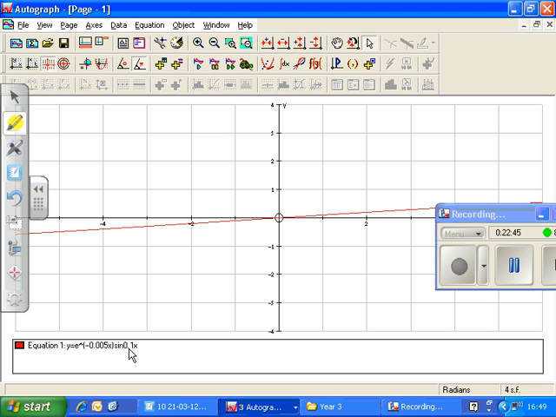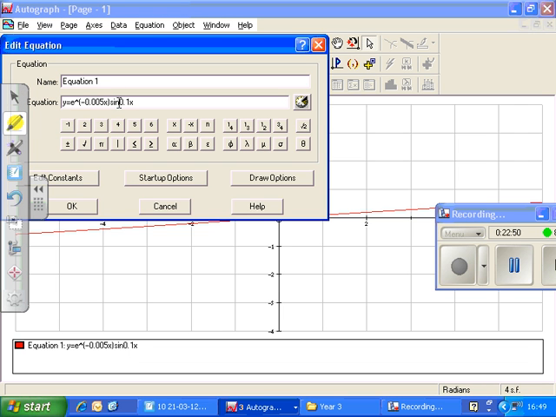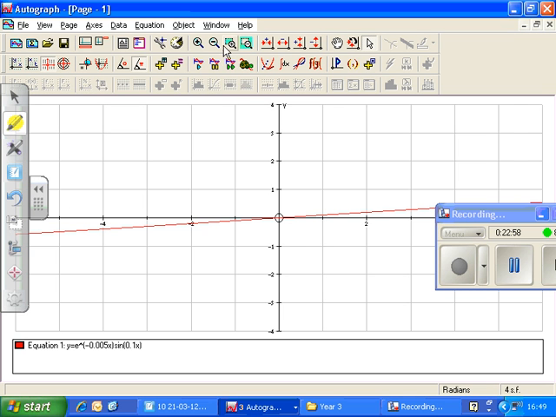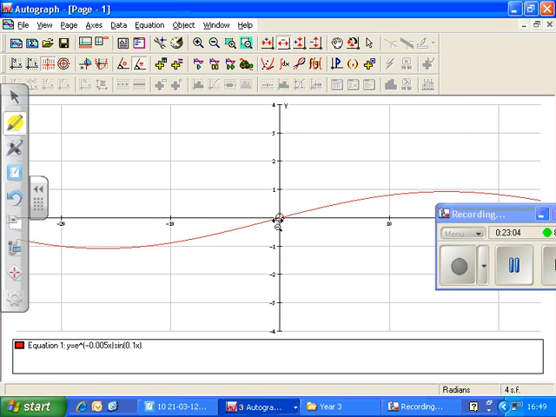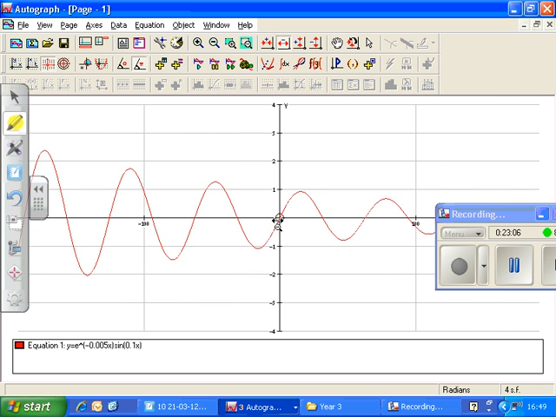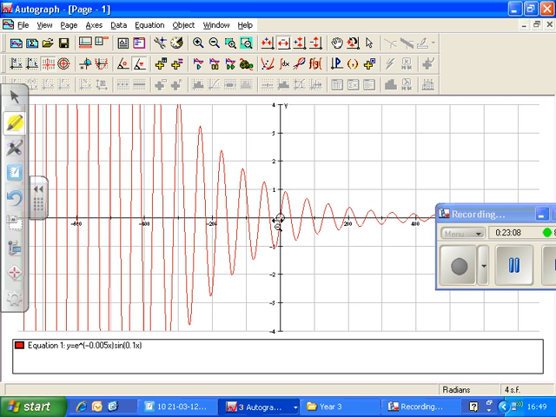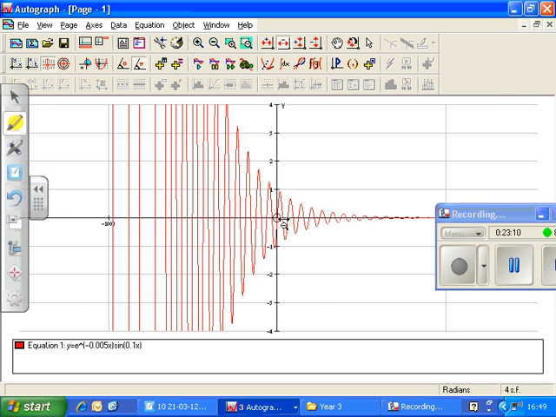No, we don't. What's going on here? Probably because I didn't put a bracket around the 0.1x. So let's try that. Anything else I've done wrong? I don't think so. No. So let's zoom. Let's see what's going on here. Let's zoom out on the x-axis. Ah, here we go. So it's looking a bit like this during this transient period.